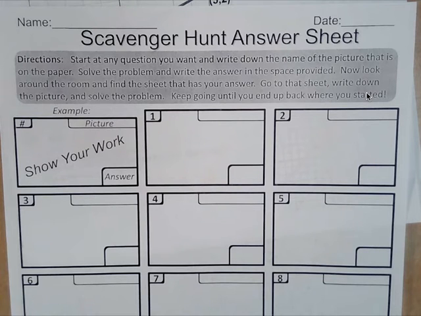So it says start at any question you want and write down the name of the picture that is on the paper. Solve the problem and write your answer on the space provided. Now look around the room and find the sheet that has your answer. Go to that sheet, write down the picture, and solve the problem. Keep going until you end up back where you started.